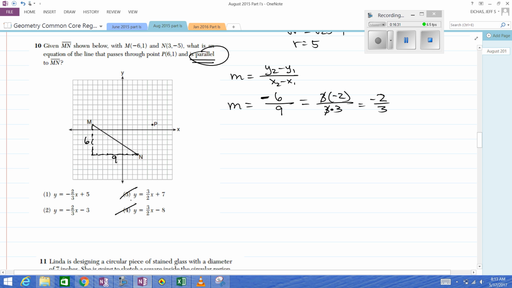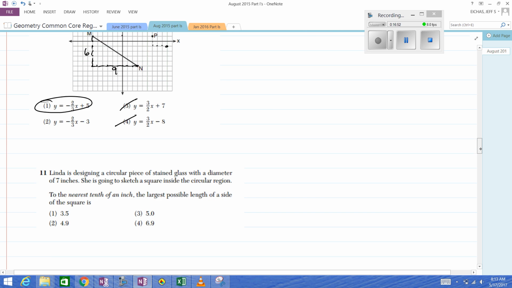All right, next, you could do this algebraically, but since the graph's here, I'm going to use it. Down 2 to the right 3, or go up 2 to the left 3. There I ran into the y-axis to get the y-intercept, and it's up at 5. So there is my equation.